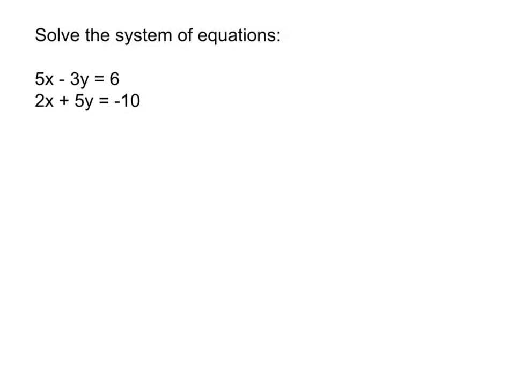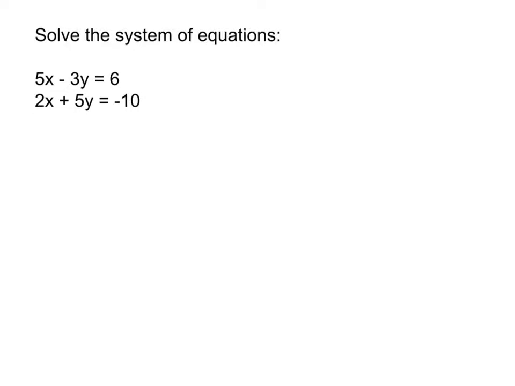In this case, if I look at all of the coefficients here, I have a 5, a 3, a 2, and a 5. So trying to do substitution is not a great possibility here, mostly because in order to isolate one of the variables, you're going to end up with fractions, and it's not a great idea. So I'm going to work with elimination instead.